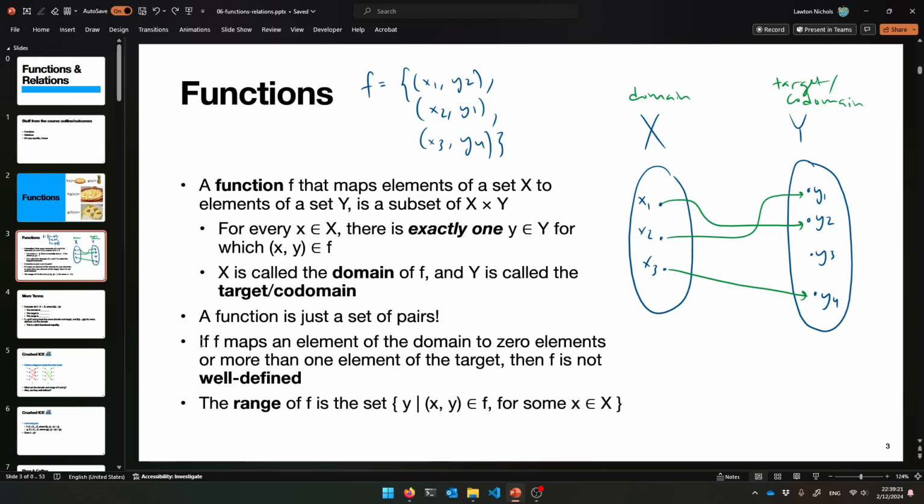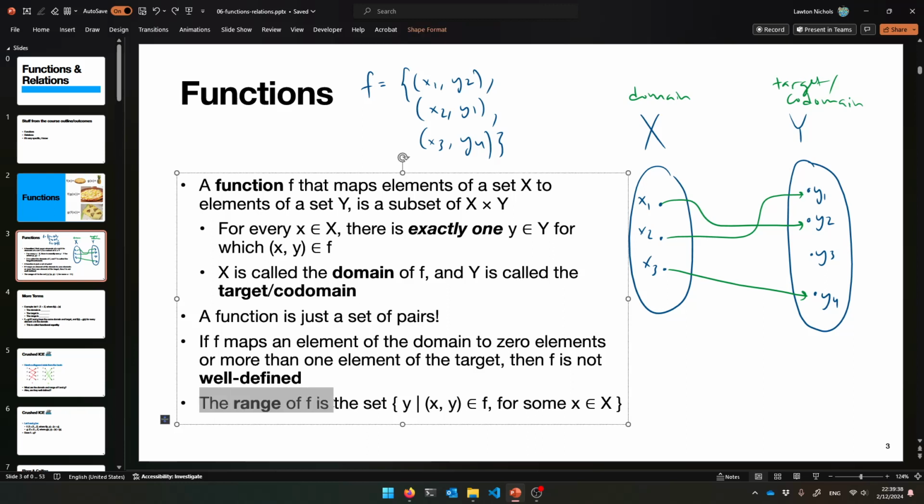Okay, so if it maps an element to 0 elements of the target, or if it maps an element of the domain to more than one element of the target, then it's called not well defined. Otherwise, it is well defined. It's a normal function.